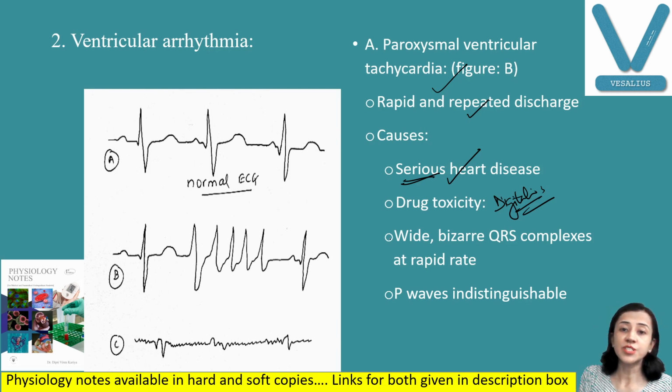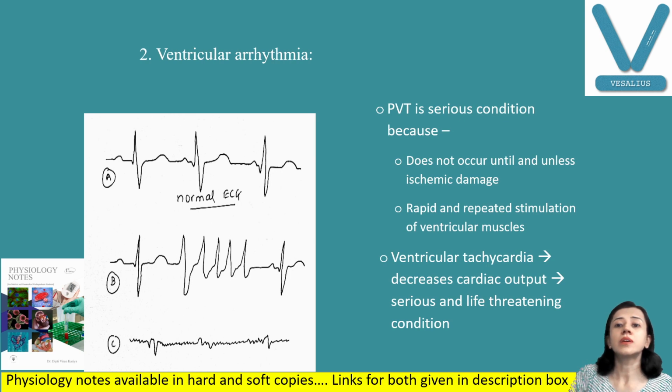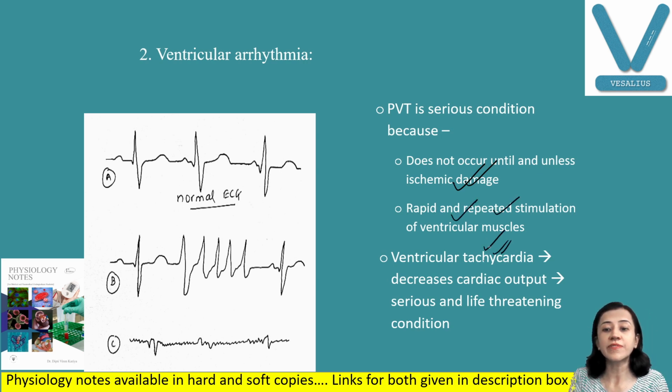Now what are the ECG changes in tachycardia? Here you see wide, bizarre QRS complexes, and P waves are usually not distinguishable. You can see here these are the QRS complexes without P waves. Then comes paroxysmal ventricular tachycardia, which we were discussing. They are serious because it does not occur until there is ischemic changes. There is rapid and repeated stimulation of the ventricular muscle, and the significance is that because of ventricular tachycardia, cardiac output decreases, and that is a life-threatening situation.